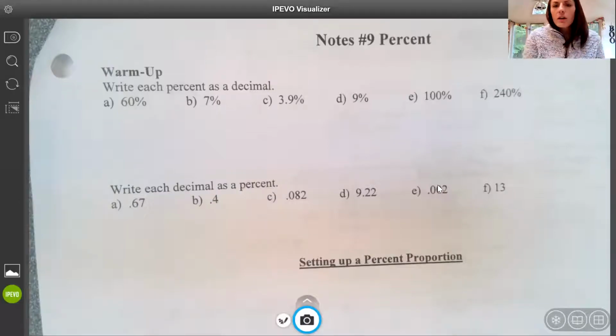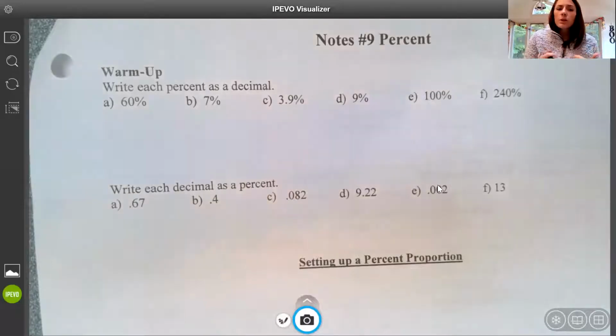Okay, so today we're going to talk about notes number 9, which is percent problems, which are really going to be similar to the proportion problems that we did in ratio and proportion, because we're going to talk about how we create a percent proportion and then use that equation to solve.